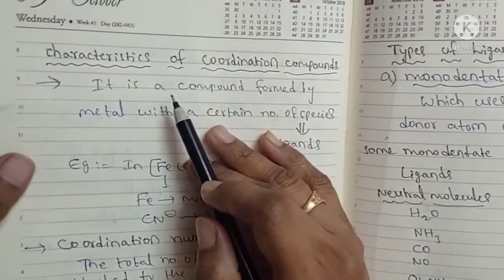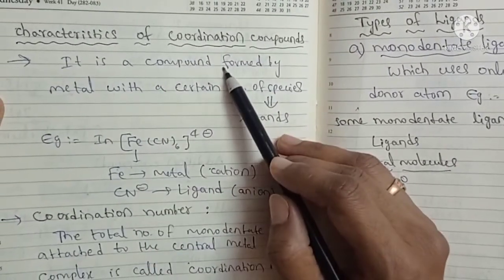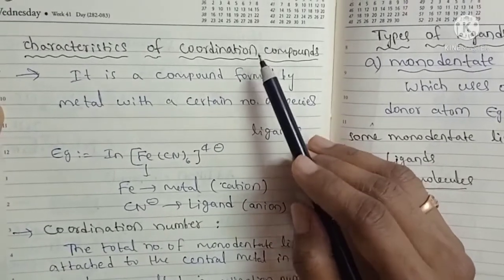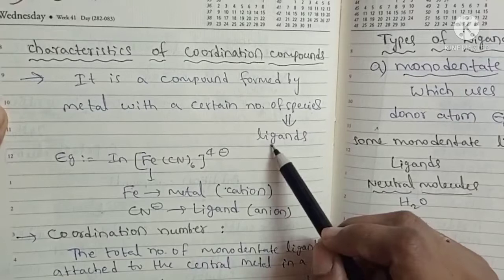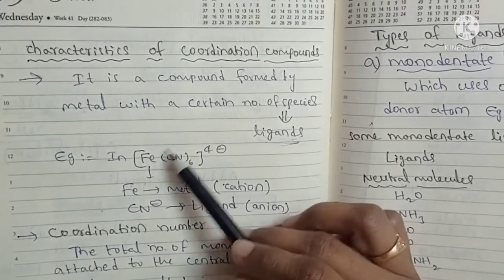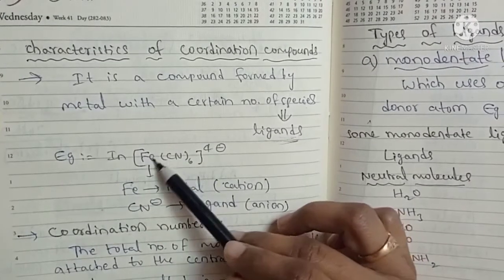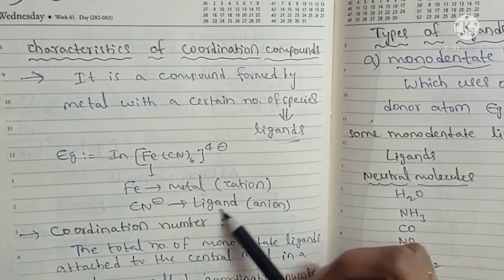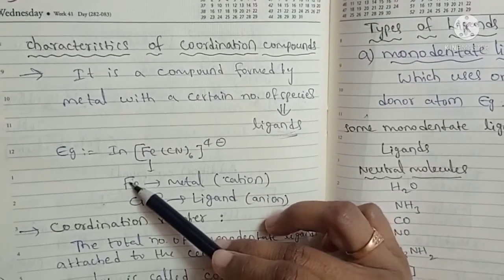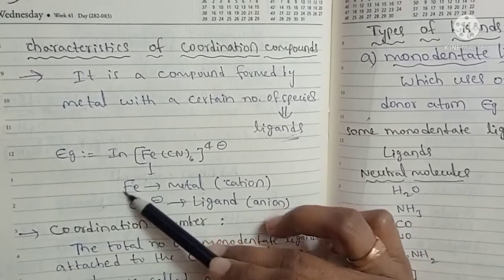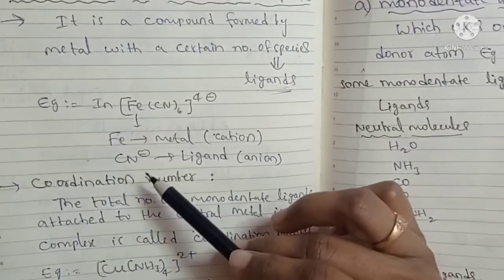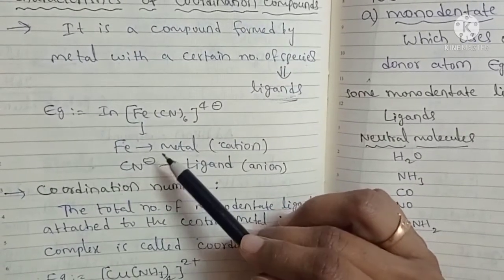Next, characteristics of coordination compounds. It is a compound formed by a metal. Generally complex or coordination compounds are formed when a metal associates with some species. Those species are called ligands. For example, in [Fe(CN)6]4-, this is the complex compound. Iron is the metal, and the cyanide ion CN- is called the ligand. Ligands are species which donate electrons to the metal. This is the electron donor, and this is the electron acceptor. Fe2+ is the acceptor and CN- is the donor. This is nothing but a coordinate covalent bond.